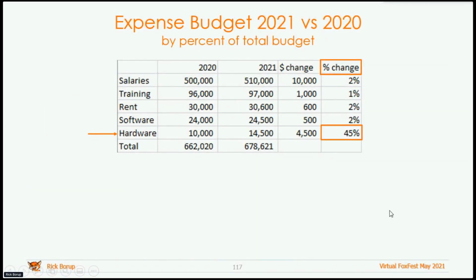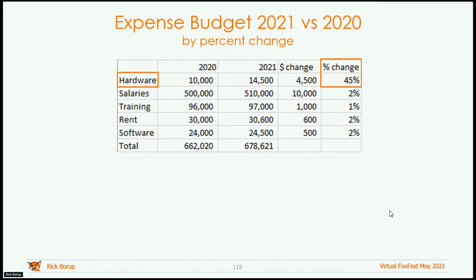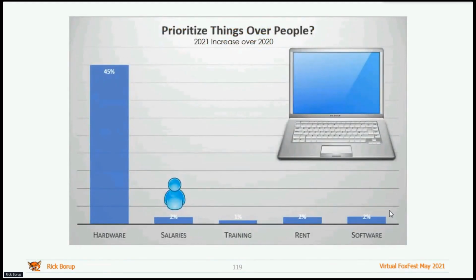So Bob looks at this and says a 45% increase in hardware and only a 2% increase in salaries. Says that some of that 45% ought to be going to me. I deserve a raise. So he sets out to create a data visualization, a graph, to make his point. And first of all, he moves the hardware up to the top so it'll show up on the left in his chart. And then he creates a chart that looks like this and gives it a title saying, this company is prioritizing things over people.